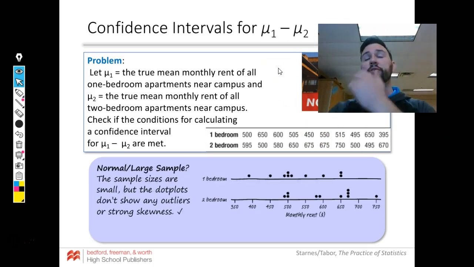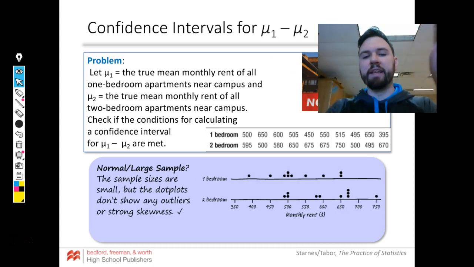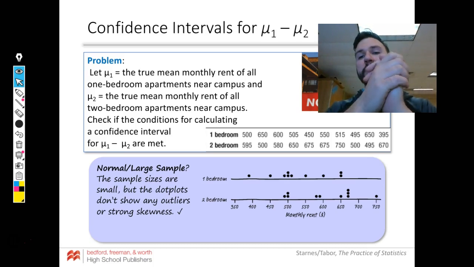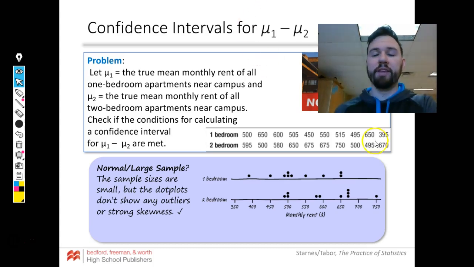So normal large. Now this one, 10 is less than 30. But when we plot the data, there's no strong skewness and no strong outliers. So yeah, they're both normal sets of data, or approximately normal, so we can proceed. All right, dot plots.